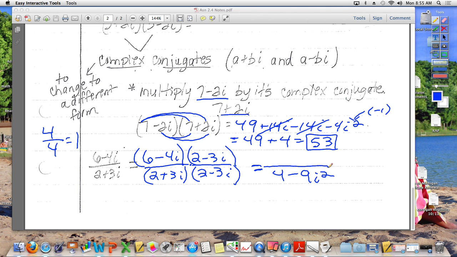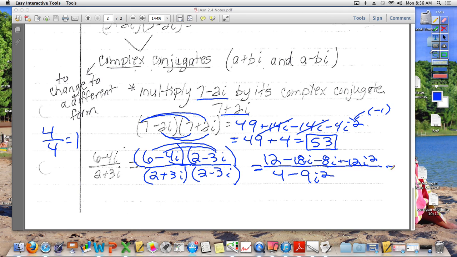Divided by the top. Do I have to do all the steps for FOIL? Are the terms conjugates of each other? No, they are not, so you must do all the steps. On the bottom, you know those middle terms are going to cancel out, so you don't have to do all the steps. 6 times 2 is 12. 6 times negative 3i is negative 18i. Negative 4i times 2 is negative 8i. And then we have a negative 4i times negative 3i giving me a positive 12i squared.